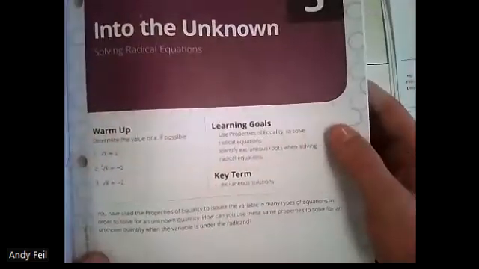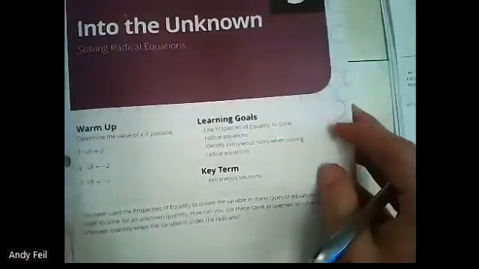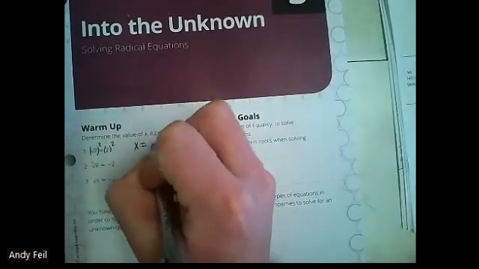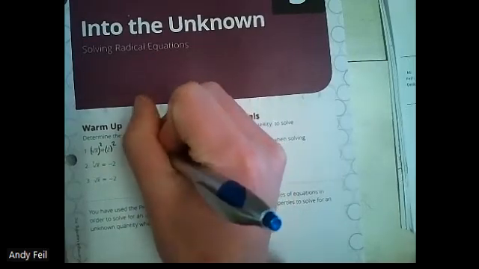All right. We have these few warm-up problems here. This is how we're going to start. So what we're going to do is solve for x. If we have the square root of x equals 2, how can we solve for x? What are we going to do? Square both sides. So the square root of x squared is going to be what? X. That's going to equal, what's 2 squared? 4. So we have x equals 4.